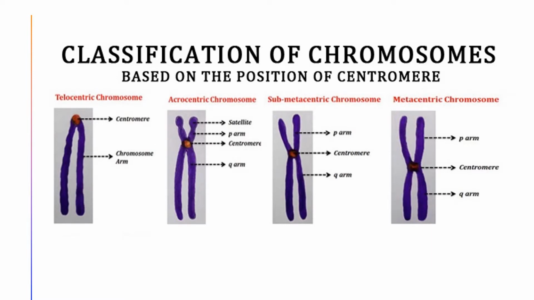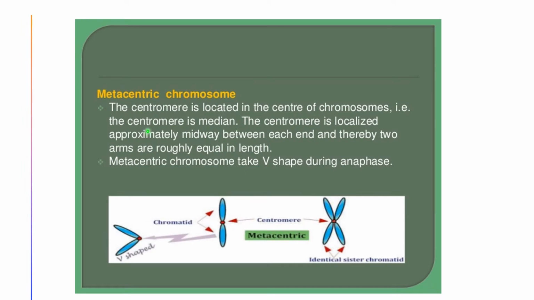Okay. Now, let's start with the first one, metacentric chromosome. According to this diagram, if you can see, in metacentric chromosome the centromere is located in the center of the chromosome. That is, it is located in the median. So when it is located in the center, obviously this arm and this arm are divided into two equal lengths. That's what I've written. The centromere is localized approximately midway between each end, and thereby the two arms are roughly equal in length.